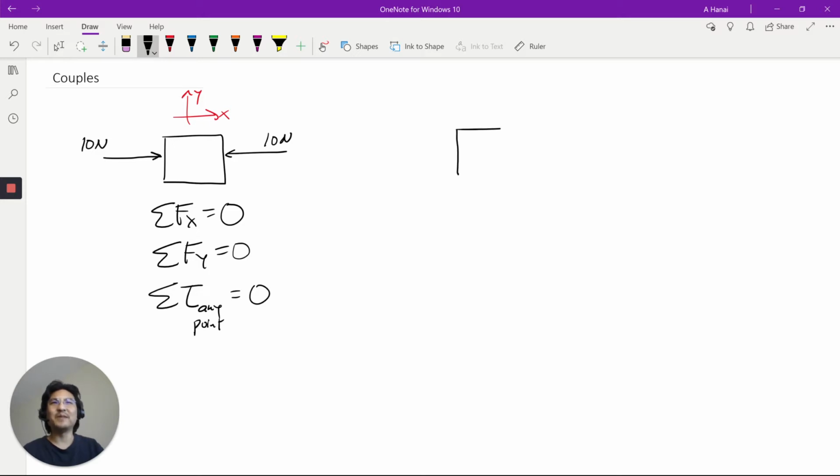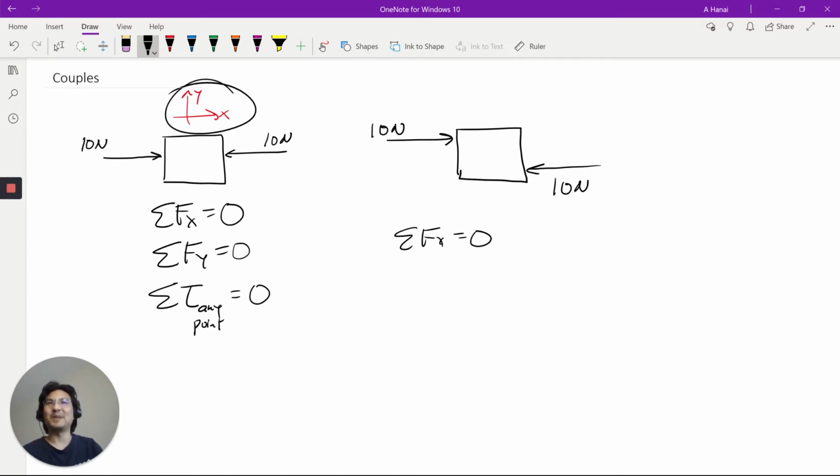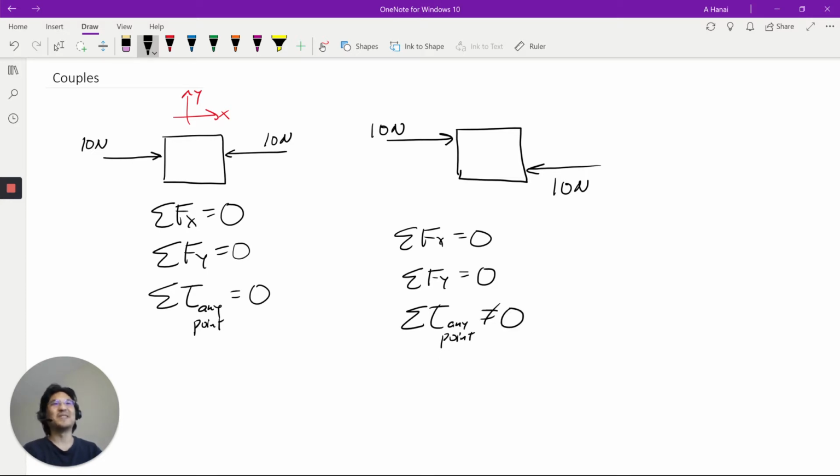But now what happens if you have equal and opposite forces, say 10 newtons over here, 10 newtons over here, equal and opposite. Sum forces in x, nothing's happening. I'm using the same coordinates. Sum forces in y, nothing's happening. Sum torque about any point you want. Now this is not zero, right? So still equal and opposite forces, but different line of action.